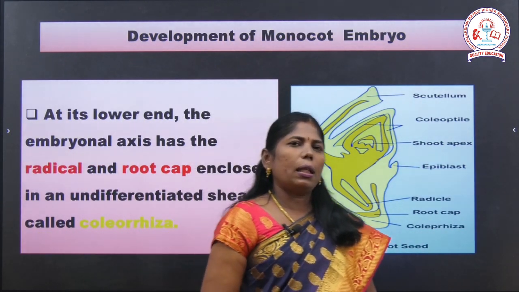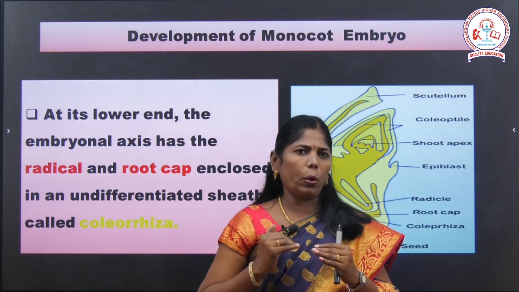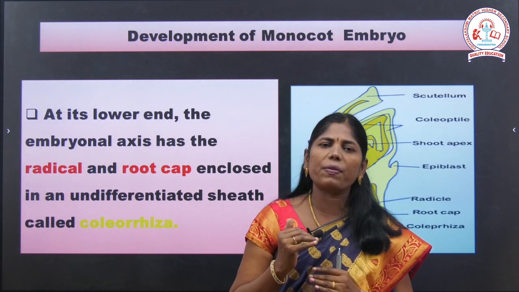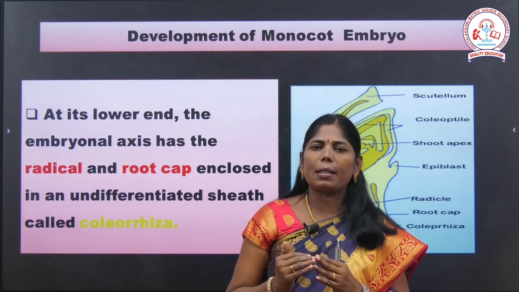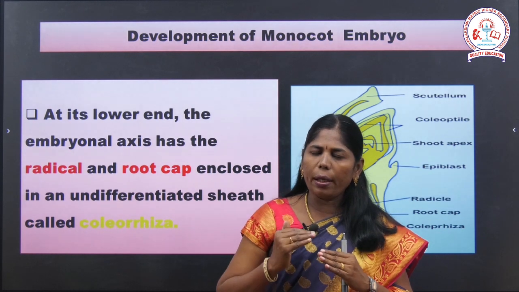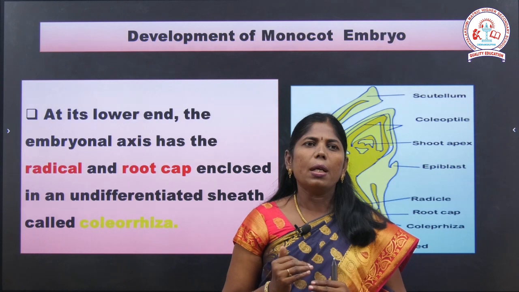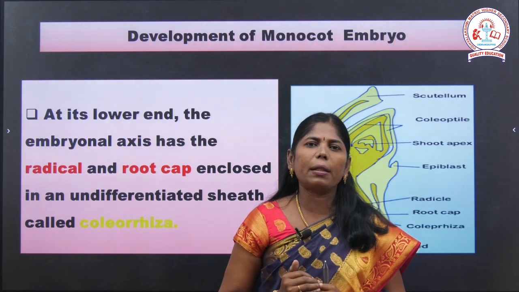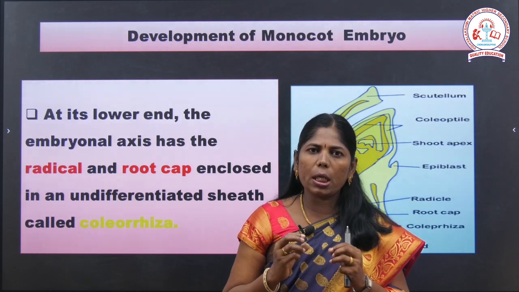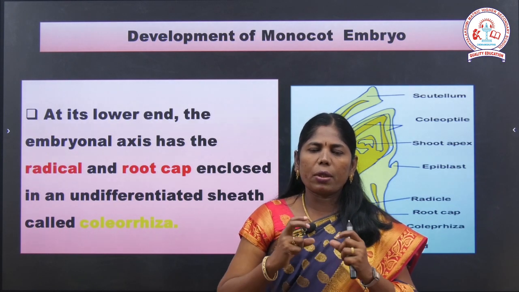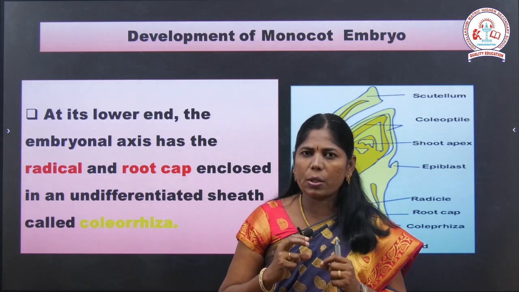The epiblast is at the lower end of the embryonal axis. We know there is an upper end and a lower end. The upper end of the embryonal axis is the epicotyl and the lower end is the hypocotyl. The lower end consists of the radicle. The radicle and root cap are enclosed by an undifferentiated sheath, a covering. The radicle gives rise to the root system.